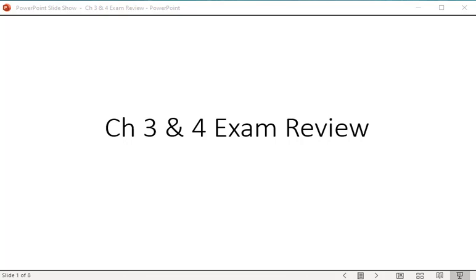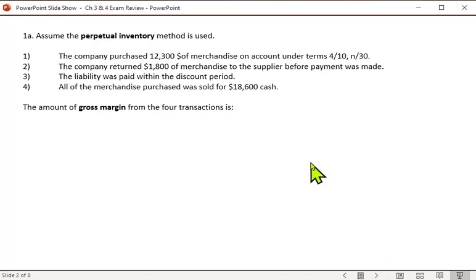Okay, this is the Chapter 3 and 4 exam review. And our first problem is we're wanting to find the amount of gross margin from the 4 transactions above.